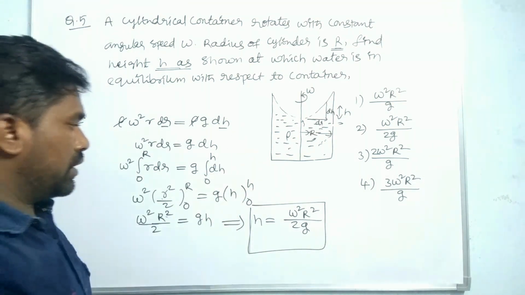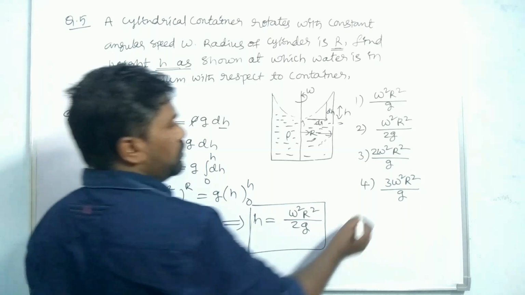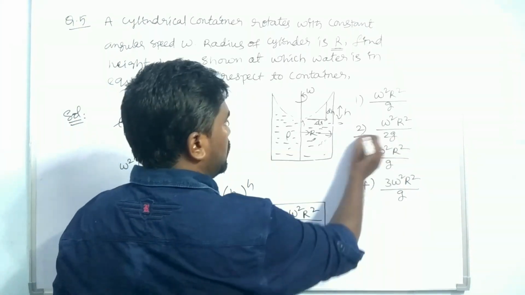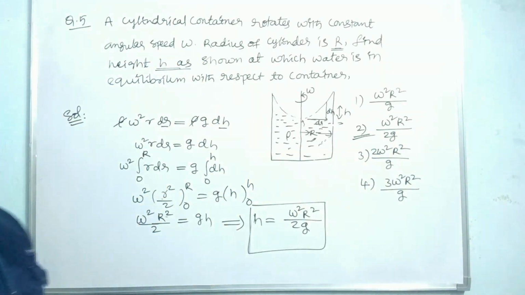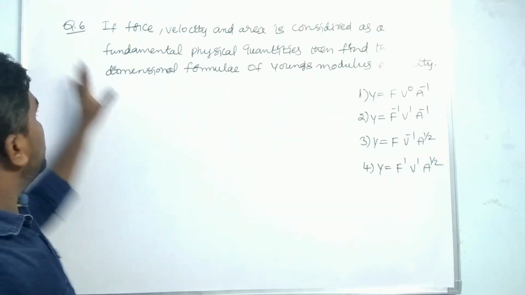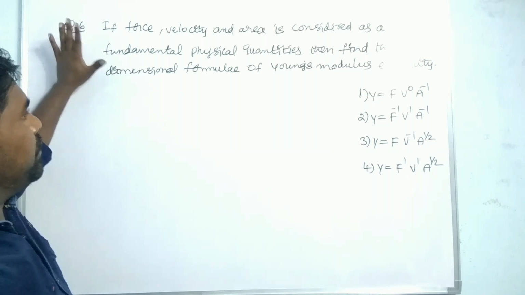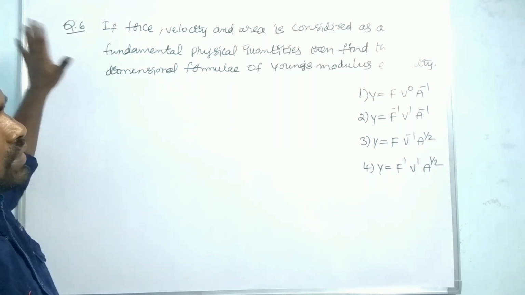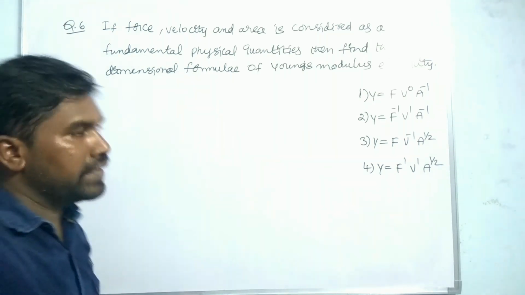Where the option should be here, it is the second one, the option which we selected. Okay, let us see the question, which was question number 6. It is a very easy question which is commonly asked in JEE and NEET.